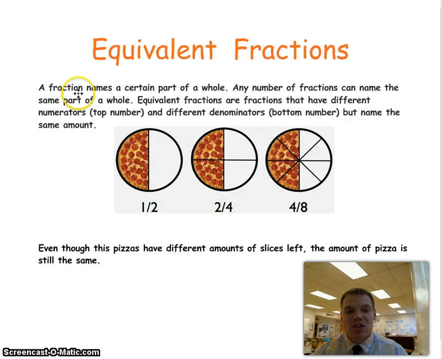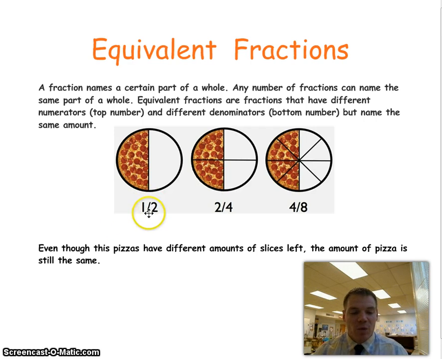A fraction names a certain part of a whole. Any number of fractions can name the same part of a whole. Equivalent fractions are fractions that have different numerators, the top number, and different denominators, the bottom number, but name the same amount. If you look at this picture, I have three different pictures of pizzas, and you'll notice that there's the same amount of pizza in all of these. However, the difference is that they are represented differently by a different number of fractions and pieces.